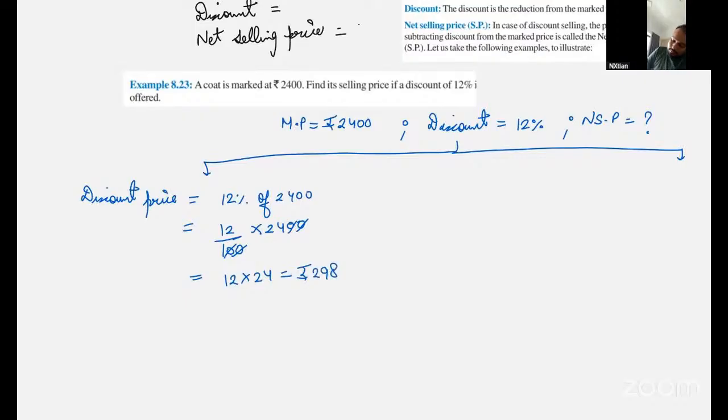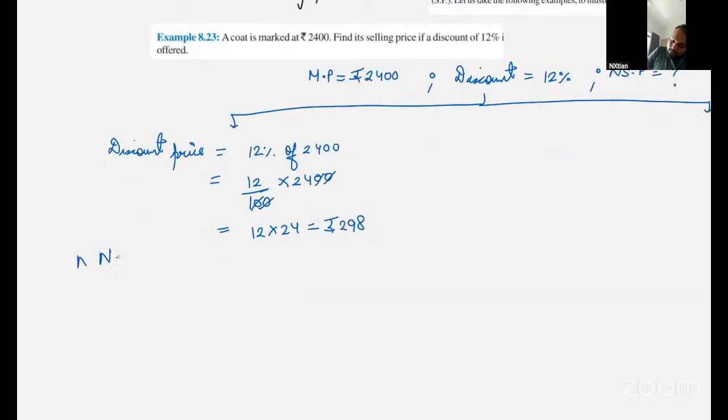Then what is the NSP? The NSP will be market price minus discount price. The market price was 2,400 minus 298, so it's going to be 2,102, if I'm not wrong. Is this correct? 2,112, sir. Yes, yes, yes. 2,112.